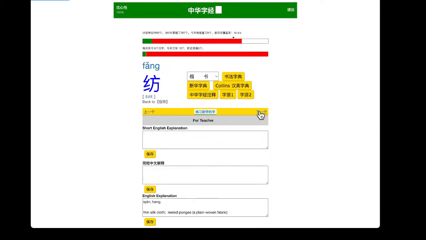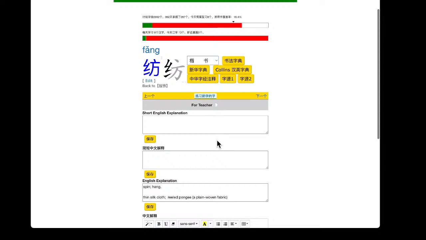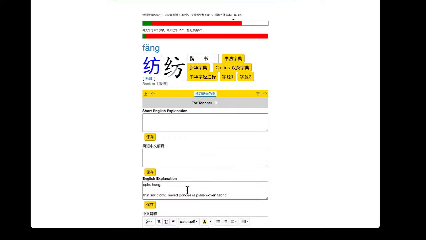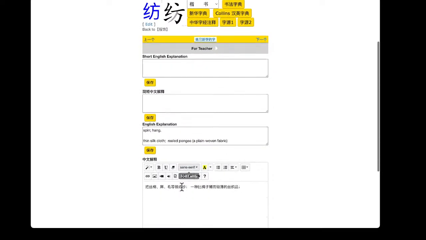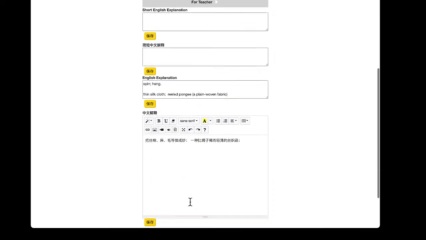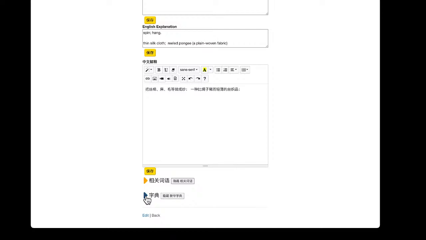Next one, 纺. Now 纺 is spin, so this one is used as a verb, meaning making clothes from the cotton, right? From the cotton, you make threads, and then you make cloth. So that process is called 纺, okay? It's called 纺, right?